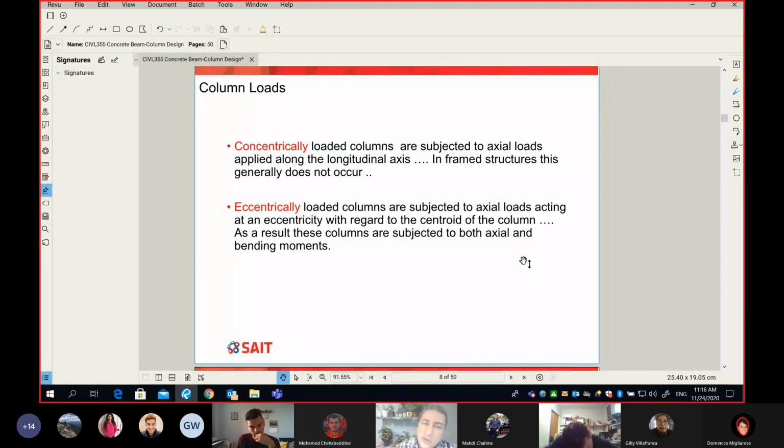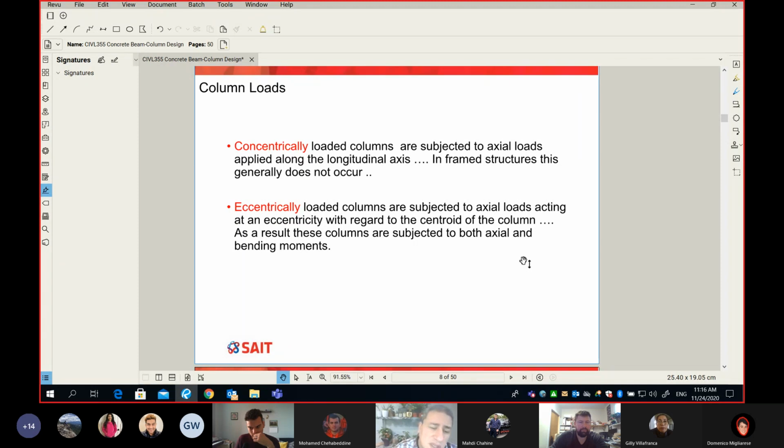So here is another theoretical discussion, something called concentric loaded columns, and something called eccentric loaded columns. I know you know about this. It's not the first time you hear about it. Probably you heard about it in a steel course, in statics, or maybe strength of materials.